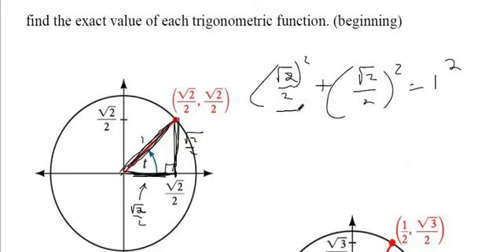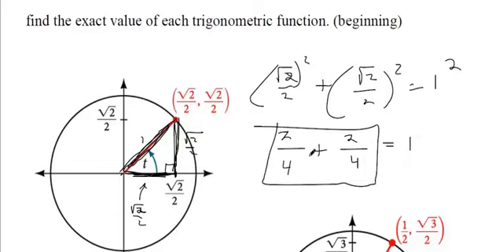So if I square this one, you can square the top and the bottom, so that makes 2 over 4. Square root of 2 squared is 2. 2 squared is 4. 1 squared is 1. That's a true statement, right? 2 fourths plus 2 fourths makes 1. So this is the unit circle. This does have a radius of 1.